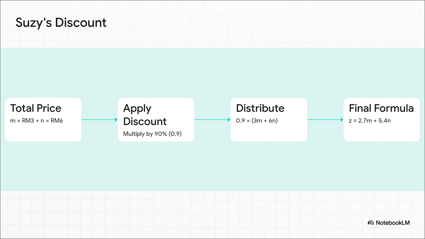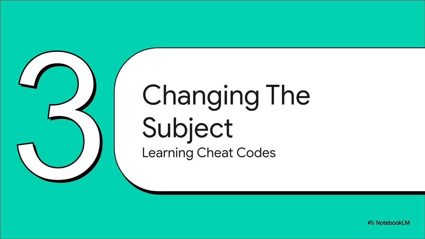Step 3, distribute that 0.9 into the brackets. 0.9 times 3 is 2.7, and 0.9 times 6 is 5.4. So our final, beautiful formula for the total price Z is 2.7M plus 5.4N. You can now plug in any number of cakes into M and N and instantly know your discounted price. How cool is that?